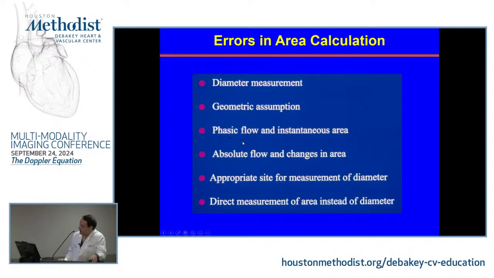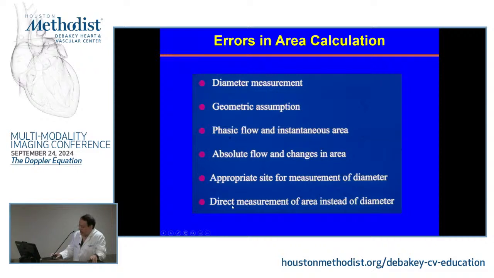Then comes the issue of phasic flow and instantaneous area. In some places of the heart, for example, if you look at flow through the RV outflow tract, the instantaneous area has been shown to vary with flow. We make use of absolute flow and changes in area, for example, in cases of aortic stenosis, where we are asking the question, is this valve having a small area because of less flow? And if we force more flow, the area will be larger. And then, because we are combining two measurements to calculate flow, is the diameter measurement done at the same location where the velocity measurement is obtained or not?